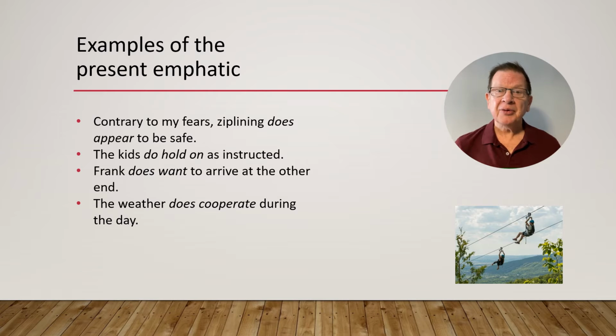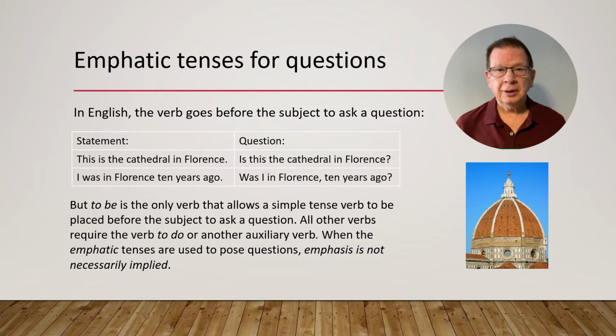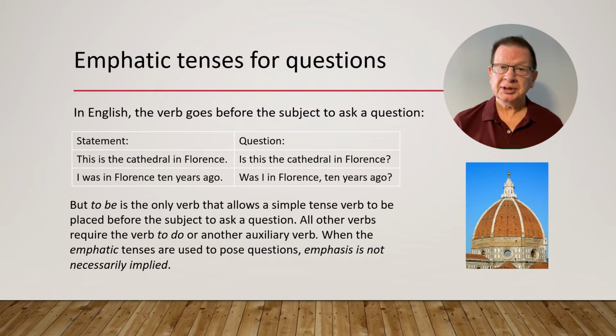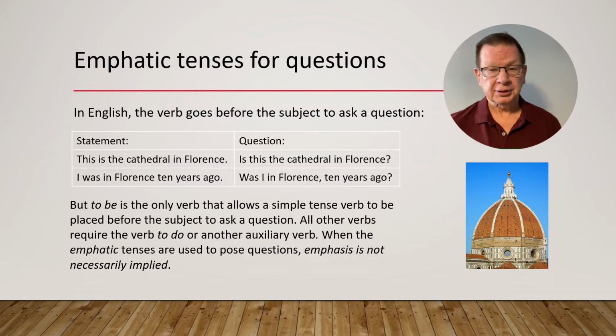Now we will see how the auxiliary verb to do is used to ask questions or to make a negative statement. First, we'll look at how the emphatic tenses are used for questions. In English, the verb goes before the subject to ask a question. Statement: this is the cathedral in Florence. Question: is this the cathedral in Florence?